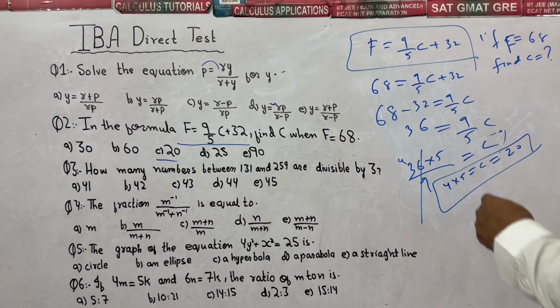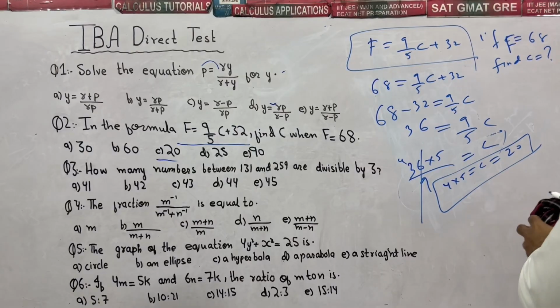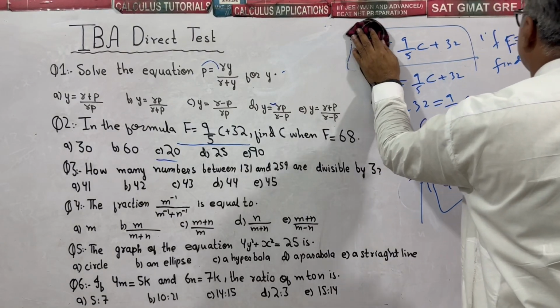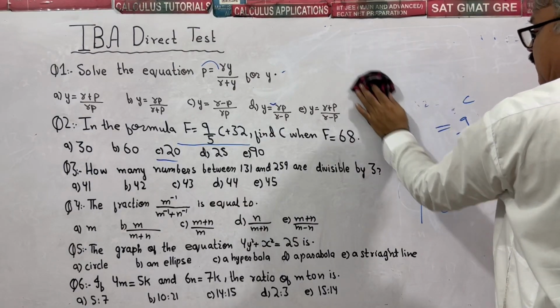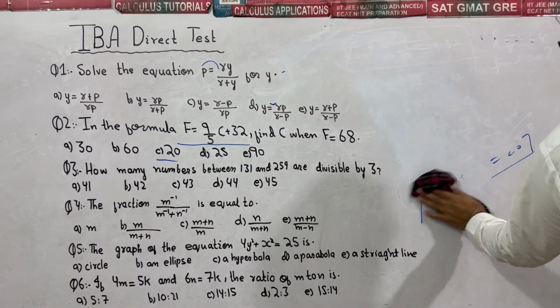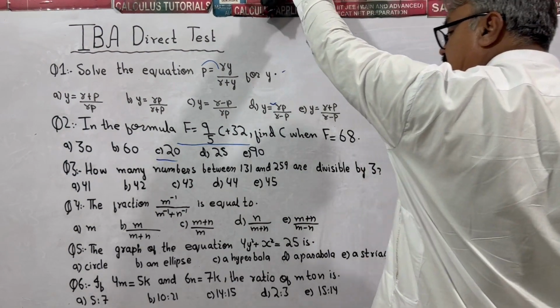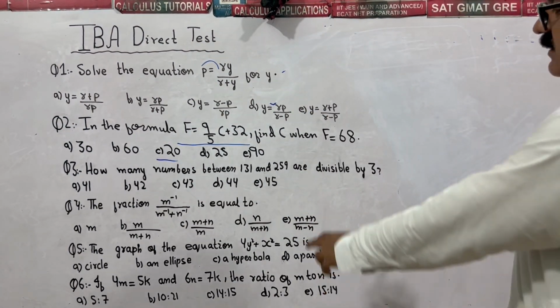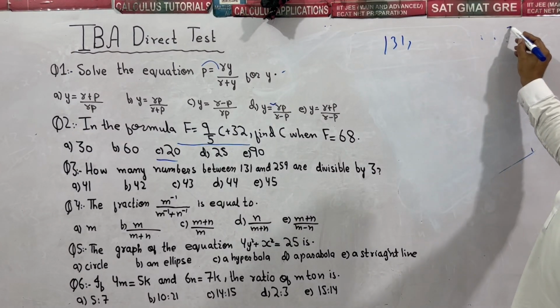Okay, another good question from the arithmetic progression type. How many numbers between 131 and 259 are divisible by 3? We have taken all the numbers between 131 and 259. Now, really very easy. 131, 259.